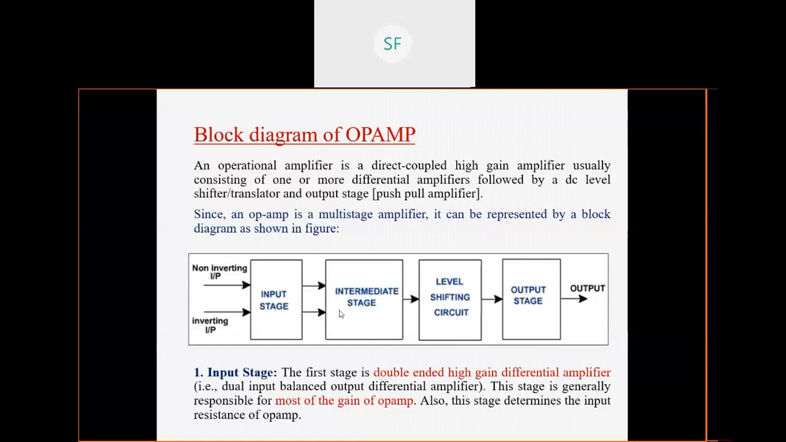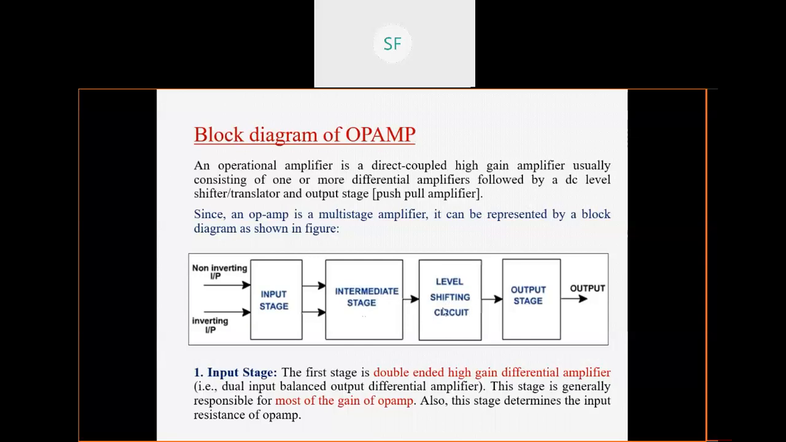So which circuit is used in the intermediate stage? Dual input unbalanced output differential amplifier. What is the function of this stage? It will provide additional voltage gain to the op-amp. This is its function.